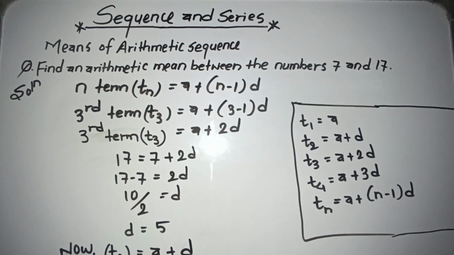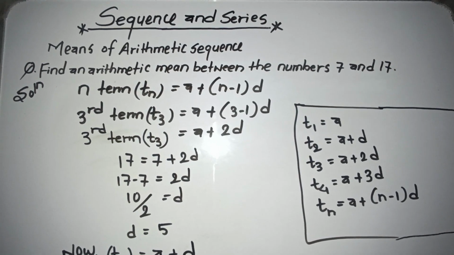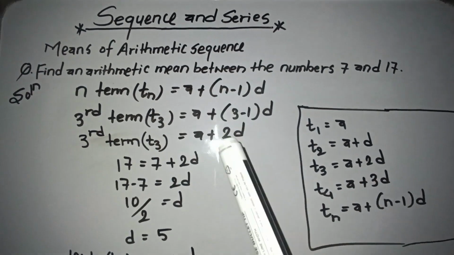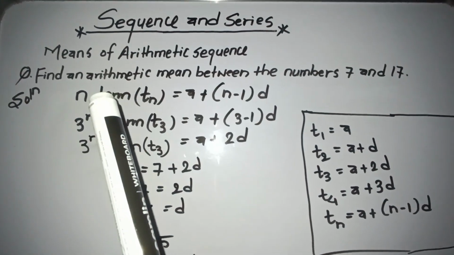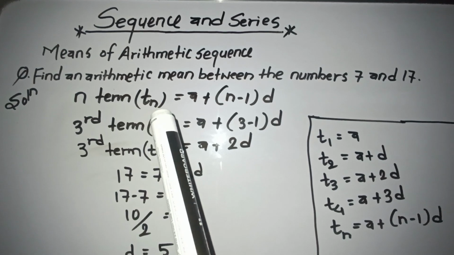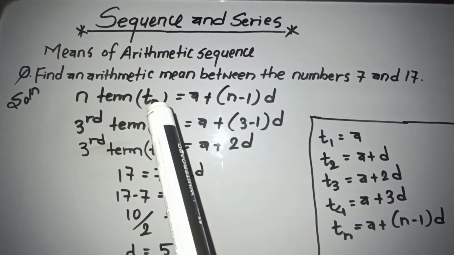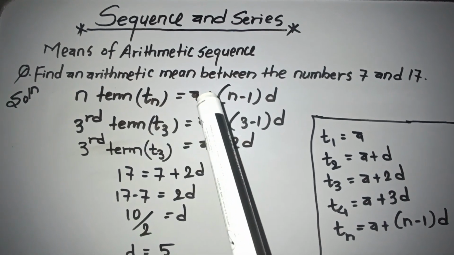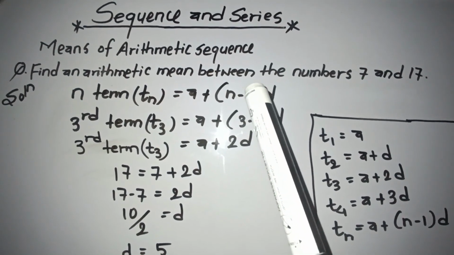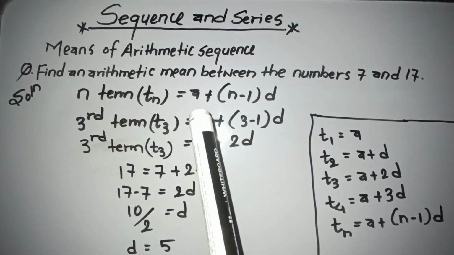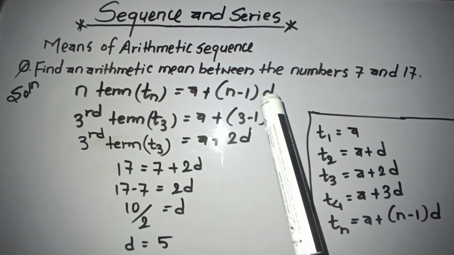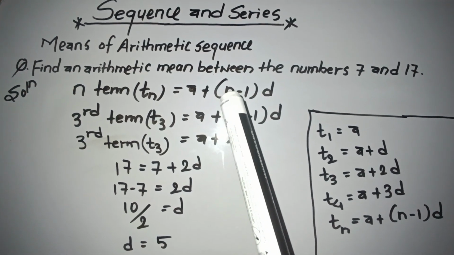We can also calculate the arithmetic mean between the numbers 7 and 17 this way. If we need to calculate the nth term, then we use the formula Tn equals a plus (n minus 1) d, where a is the first term, d is the difference between the terms, and n is the number of terms.